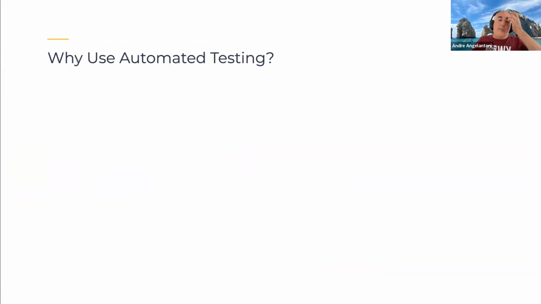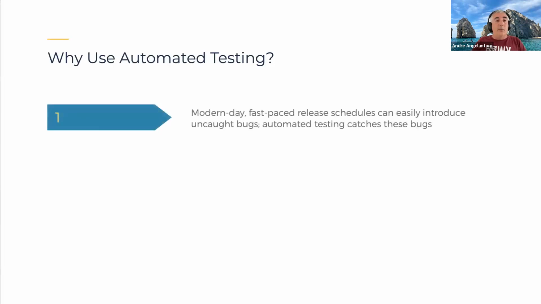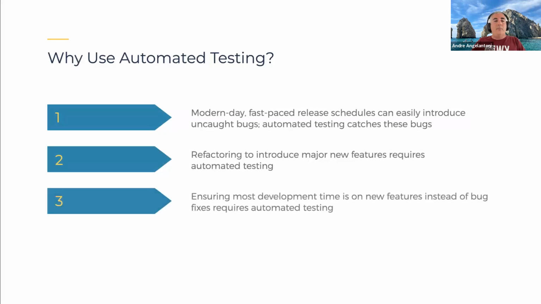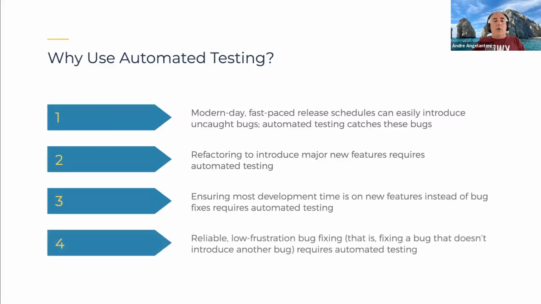So let's take a look at some major reasons why you might want to use automated testing other than what we just said. So modern day fast-paced release schedules can easily introduce uncaught bugs. Automated testing catches these bugs. Refactoring to introduce major new features requires automated testing. Ensuring most development time is on new features instead of bug fixes requires automated testing. Reliable, low frustration bug fixing, and by that I mean fixing a bug that doesn't introduce another bug, requires automated testing.